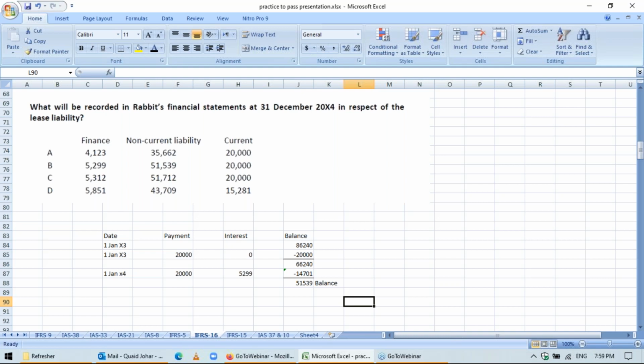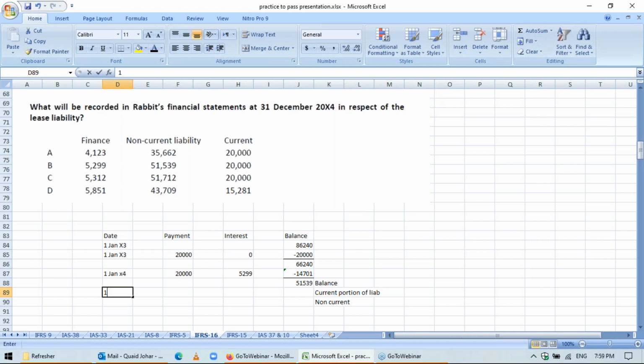Now we need to know the current portion. So what will be the current portion? The amount which is payable in 12 months time, and the rest will be non-current portion. If we deduct the current portion, we'll get the non-current portion.